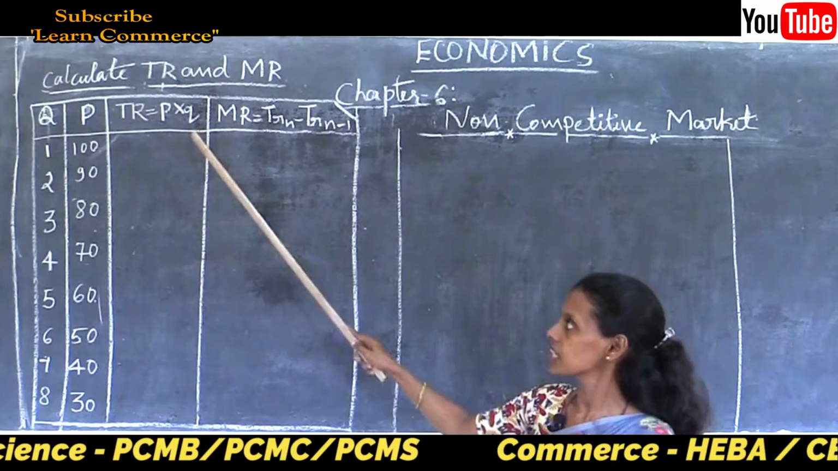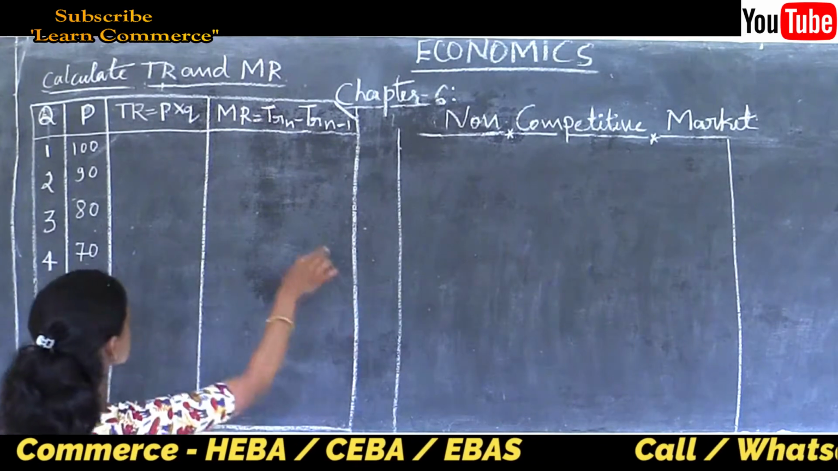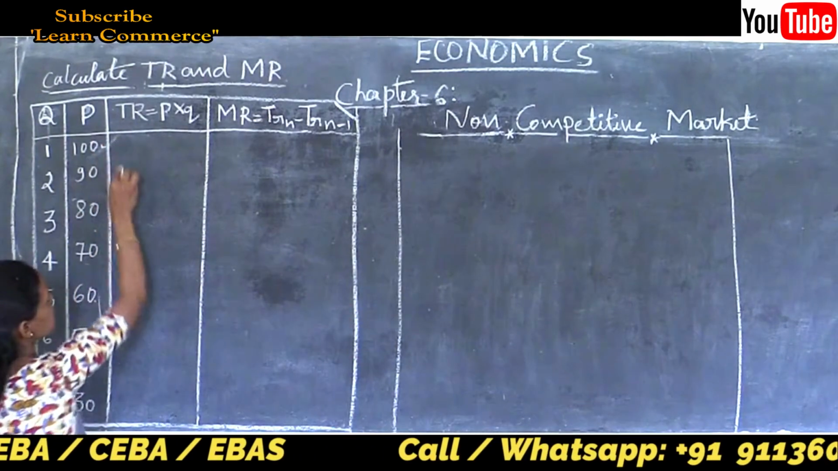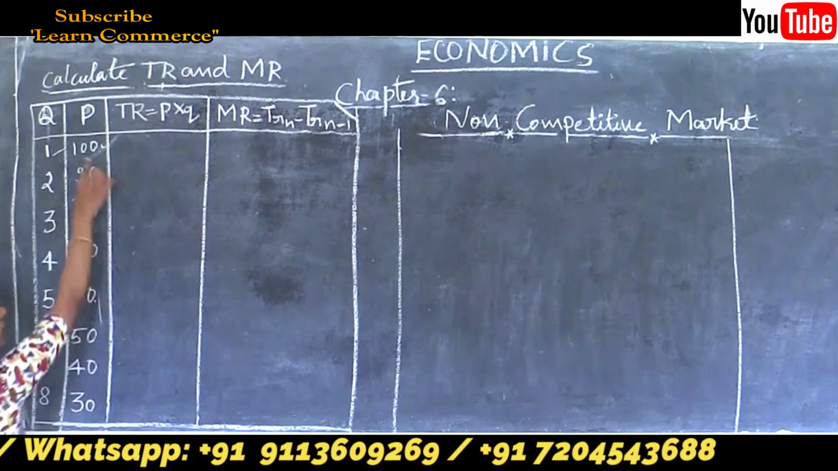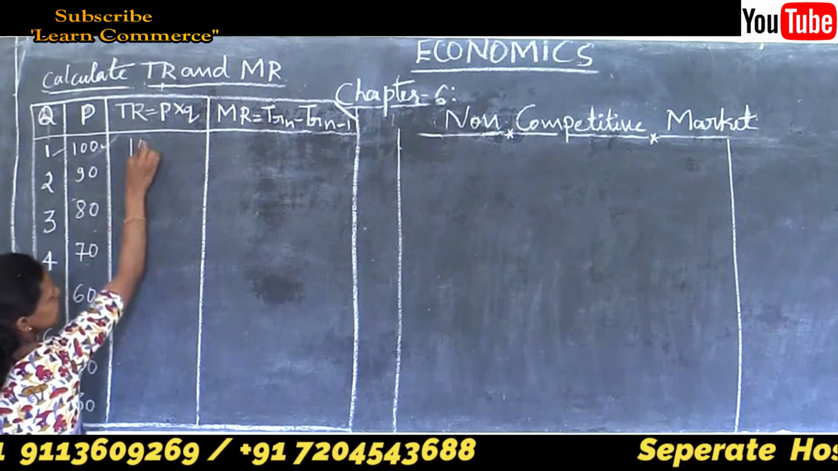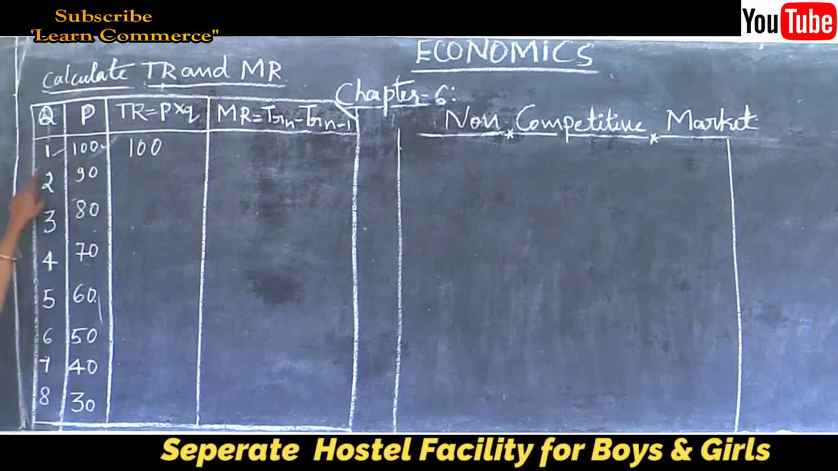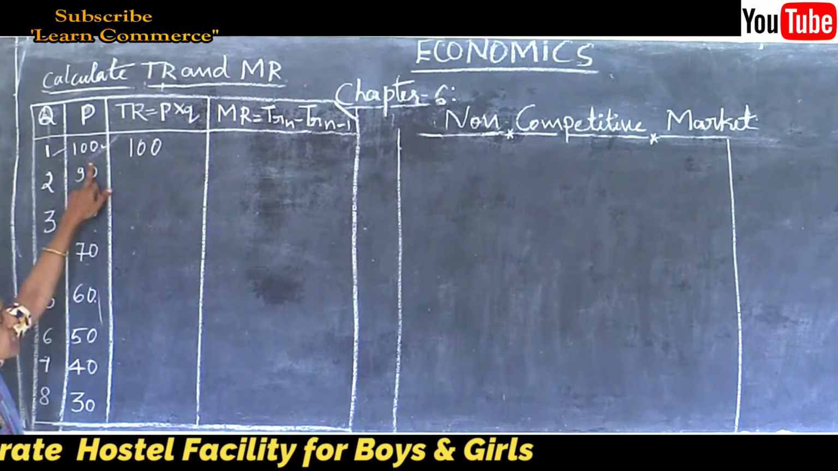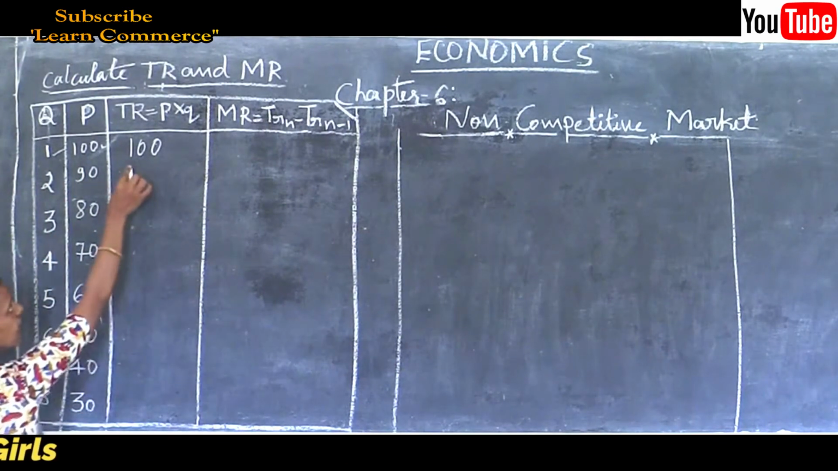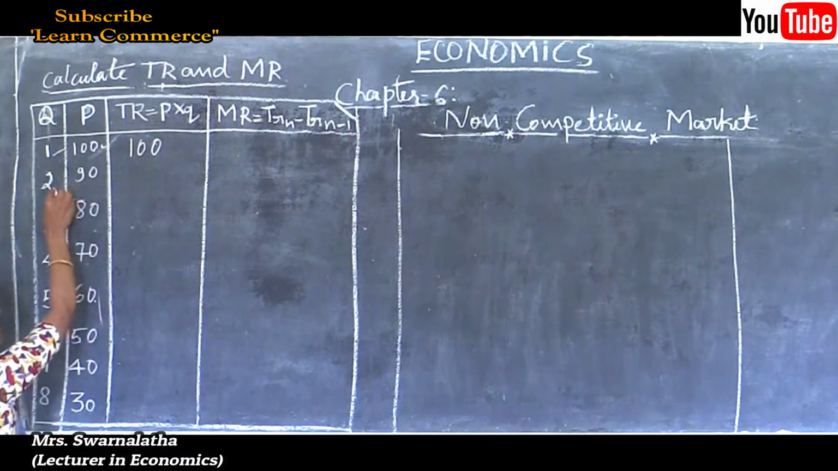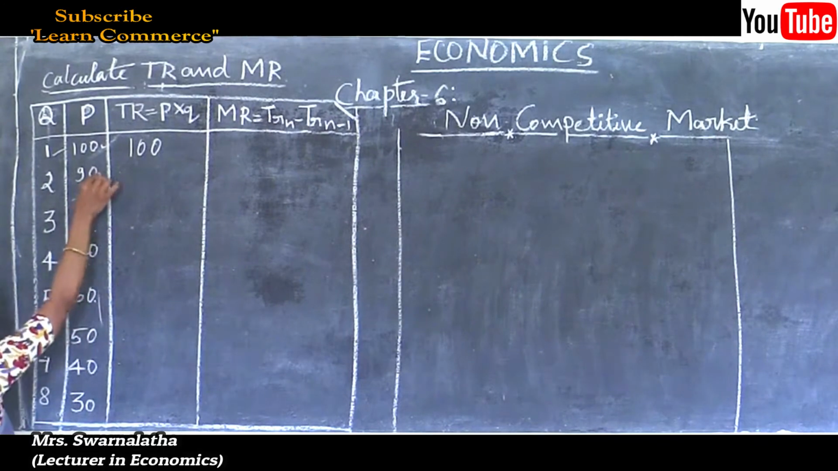So first TR, P into Q. How to calculate total revenue? See, the price is 100 rupees, quantity produced is 1 unit. So P into Q, 100 into 1 is 100, total revenue is 100. With the quantity produced as 1 unit and the price prevailing in the market 100 rupees, the total revenue earned by the firm is 100.